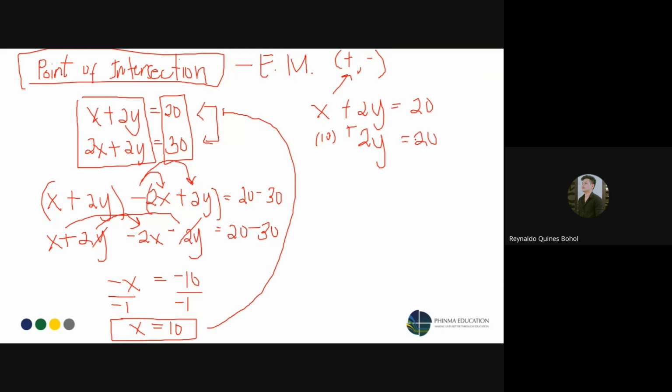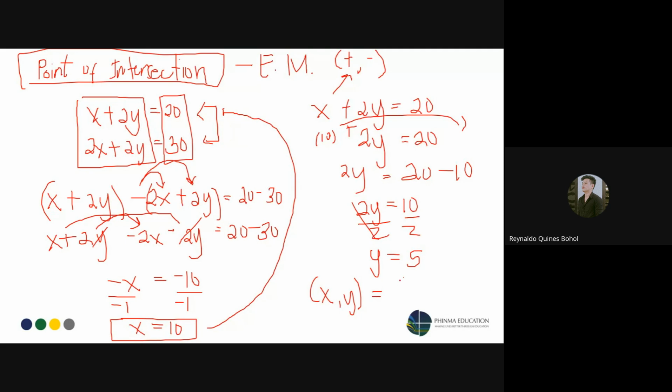2y equals 20. Yung 10 na yan, pupunta sa kabila kasi adding like terms. So, 2y equals 20 minus 10. Okay, yung 10 pupunta sa kabila, kaya negative 10. So, magiging 2y equals 10. Divide natin sa 2. So, y is equivalent to 5. So, our point of intersection now is x, y. So, we have 10 and 5. So, this is our point of intersection.